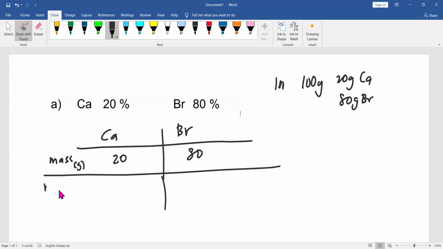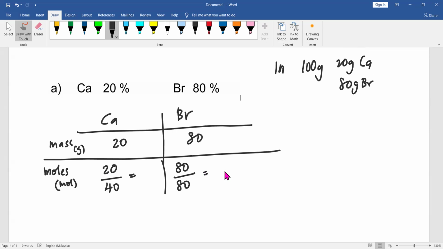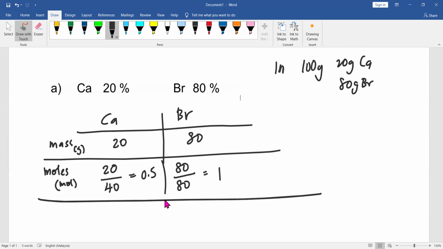Okay, and then we find moles. The formula of moles is mass over molar mass. Of course, now I'm showing you an example. Molar mass can be found in the periodic table. Bromine is 80, calcium is 40. So 80 over 80 is 1, 20 over 40 is 0.5. Okay, please don't stop here. Please don't do things like this.